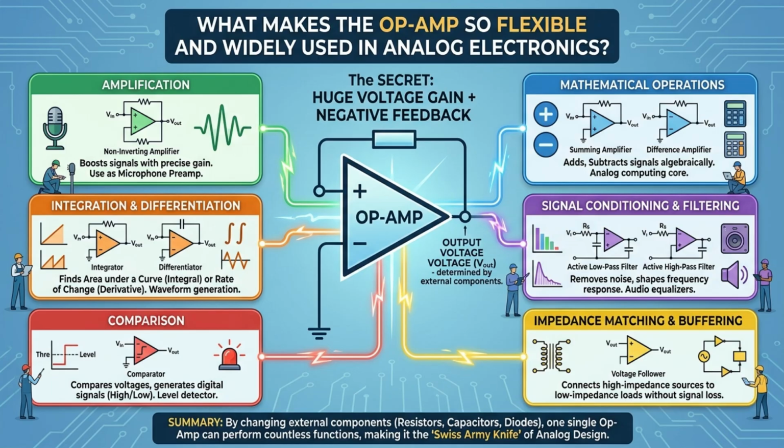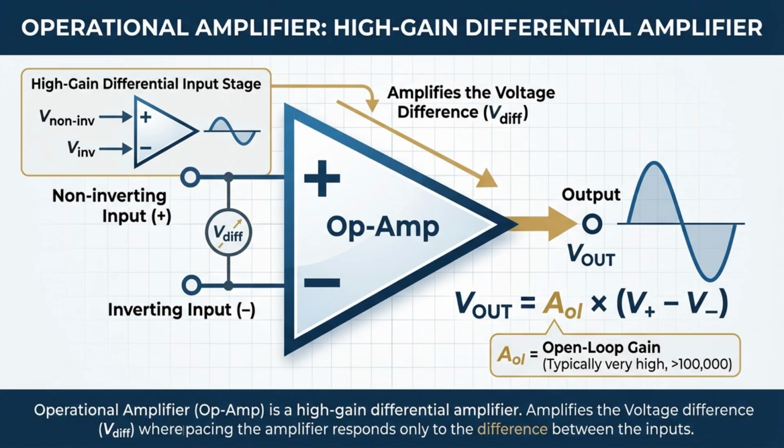This raises an important engineering question. What makes the op-amp so flexible that it has become one of the most widely used components in analog electronics? An operational amplifier is a high-gain differential amplifier that amplifies the voltage difference between two input terminals. These inputs are called the non-inverting plus input and the inverting minus input, while the output provides the amplified signal.